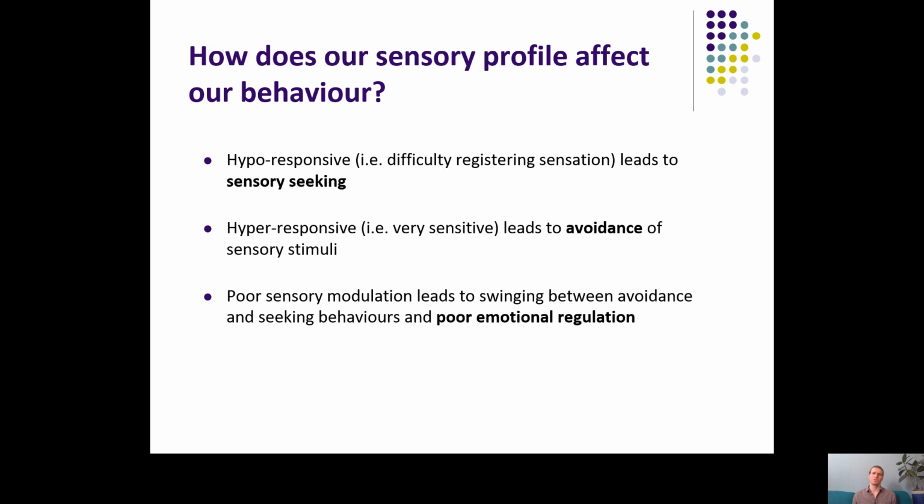So how do our individual sensory profiles impact the way that we behave? If you are hyposensitive, so therefore you have difficulty registering sensations, that leads you to doing more sensory seeking behaviours. And if you're hyper responsive, so therefore very sensitive, it might lead to a lot more avoidance of sensory stimuli. And if you struggle and have poor sensory modulation, that might lead to a lot of swinging between avoidance and then seeking behaviours, which can therefore impact the way that we feel and lead to poor emotion regulation. So these are all tied together quite sensitively.